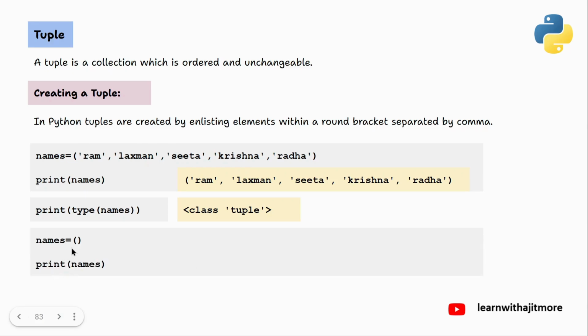Get it? An empty tuple you can also create. Here it won't create any problem. Now, if you're creating an empty tuple, open round, close, it will print open round, close. And if you check its data type, it will be class tuple.